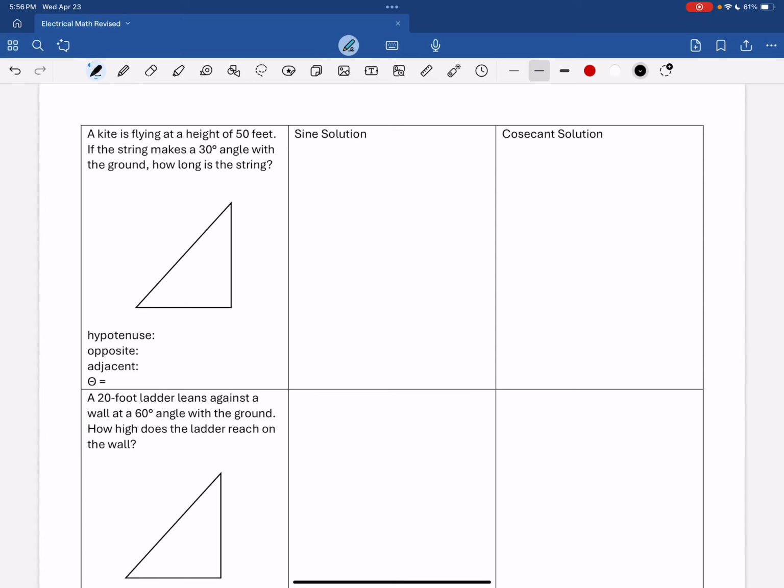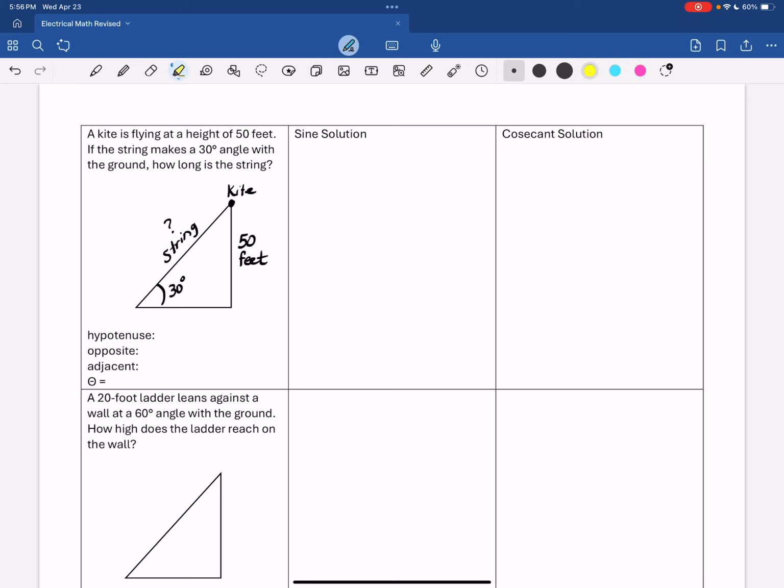Page 103. A kite is flying at a height of 50 feet. If the string makes a 30-degree angle with the ground, how long is the string?